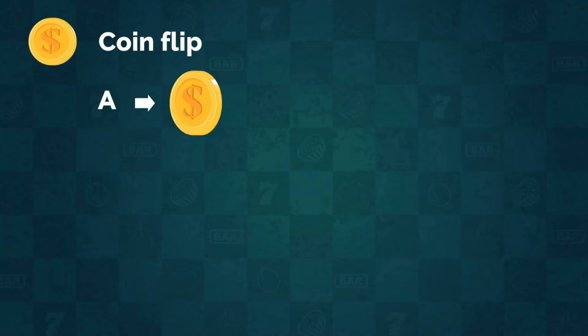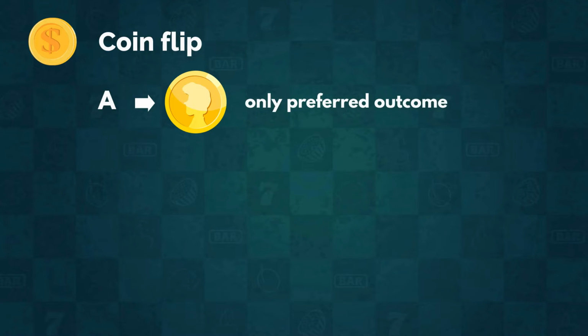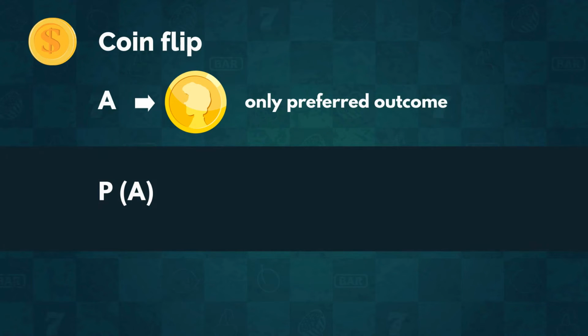Say event A is flipping a coin and getting heads. In this case, heads is our only preferred outcome. Assuming the coin doesn't just somehow stay in the air indefinitely, there are only two possible outcomes: heads or tails. This means that our probability would be a half. So we write the following: P of getting heads equals 1/2, which equals 0.5.